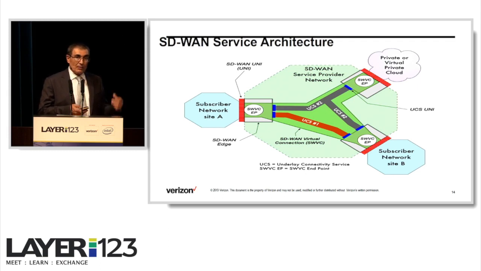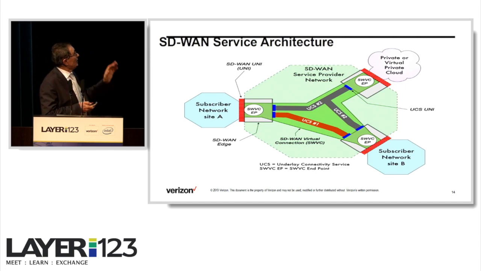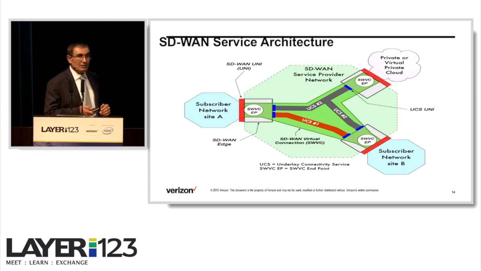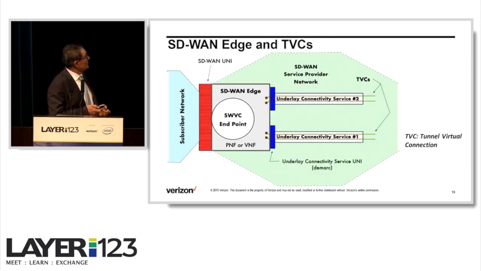That is true. We have been working in the MEF, and we already have one spec. Actually, we're working on two other additional specs. As you can see, it's the same concept that I have in the cloud service architecture. You have a subscriber unit on the left side, then you have the endpoint for each connection, which is an SD-WAN connection endpoint, and then you have underlay service. Of course, SD-WAN is an overlay service, and it is on top of this.